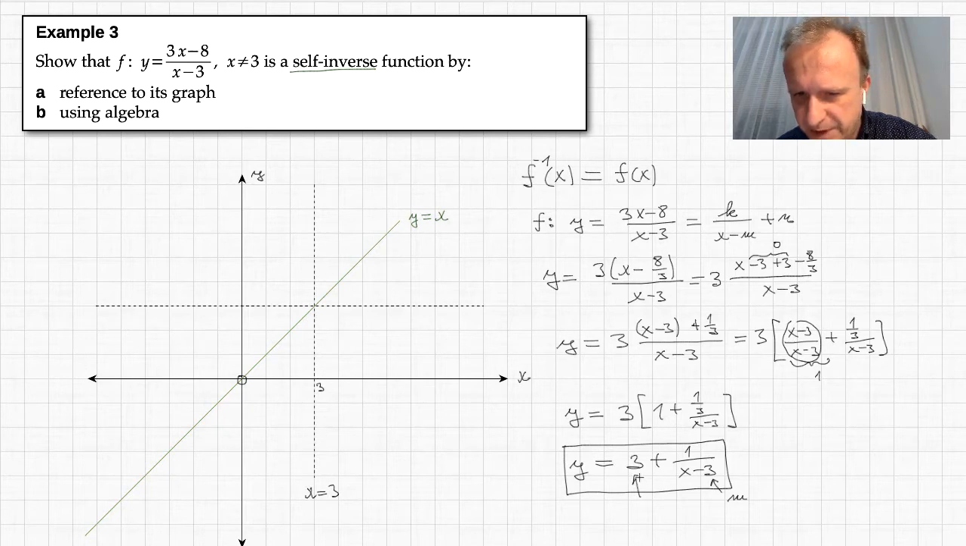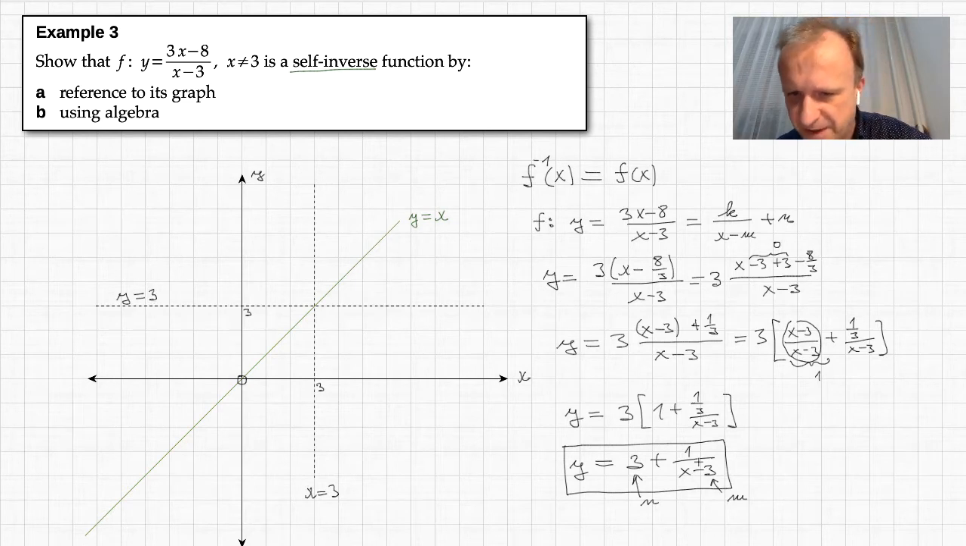Moreover, this number here is n, which represents the vertical translation of the original function. So it should also be the horizontal asymptote. So this number here, 3, represents the horizontal asymptote y equals 3.